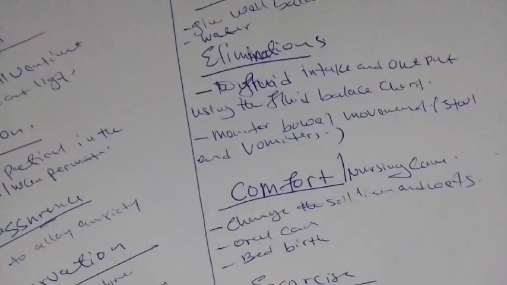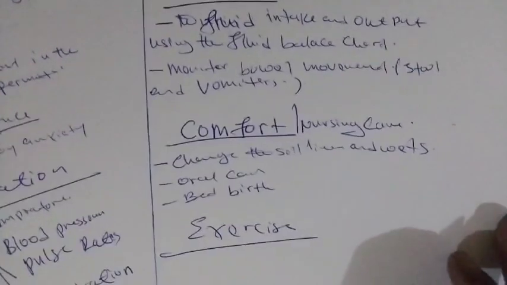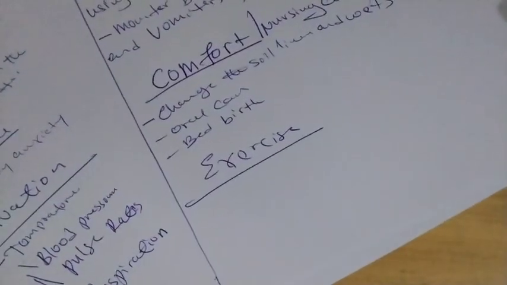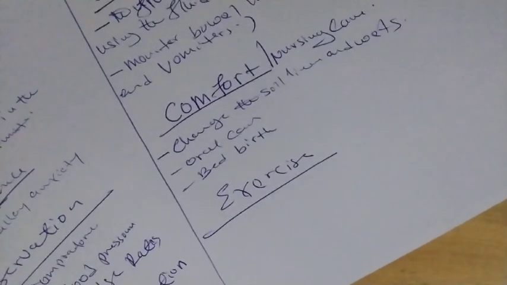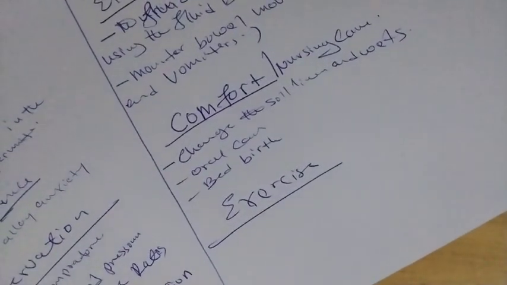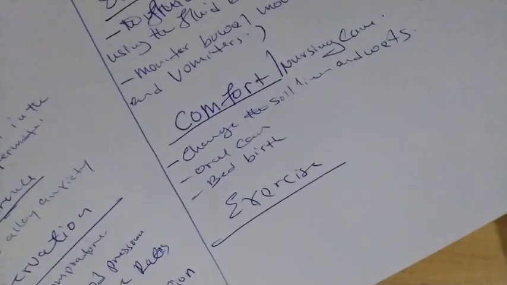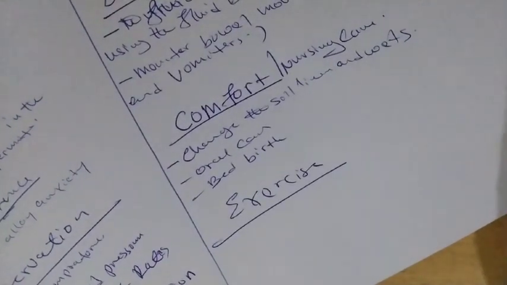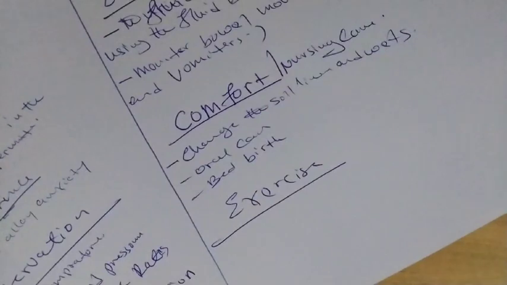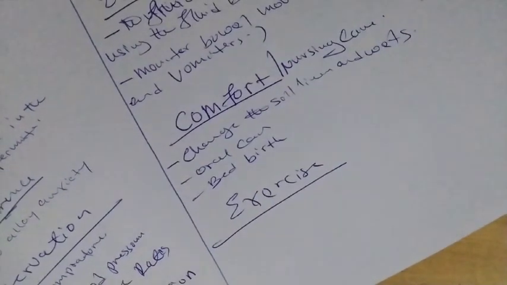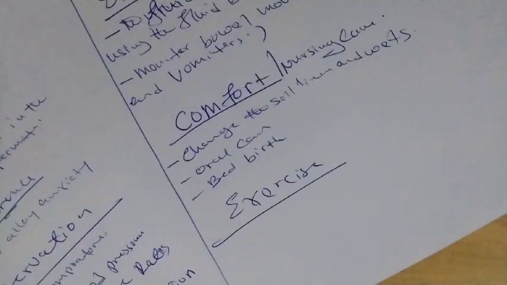Now, here we have two types of exercise: passive exercise and then active exercise. Passive is when a nurse helps a patient to do the exercise, and then active is when the patient does it on their own. Then what are we going to do? We are going to encourage the patient to move and ambulate around. It also helps to increase appetite. That is the importance of exercise.